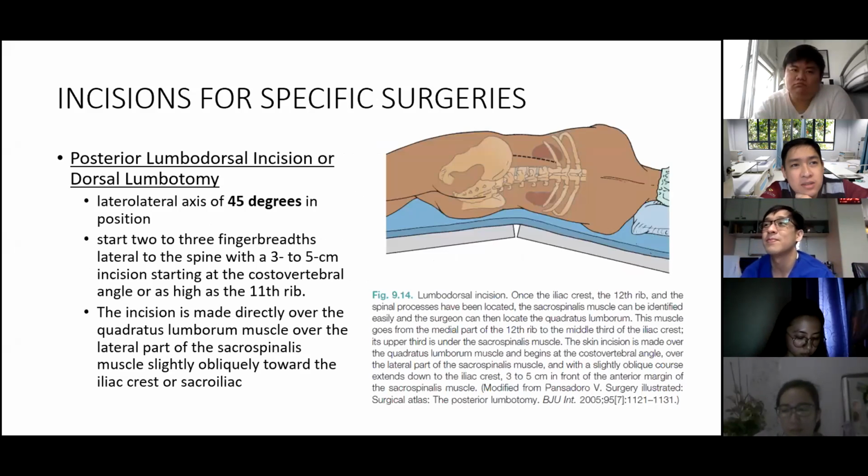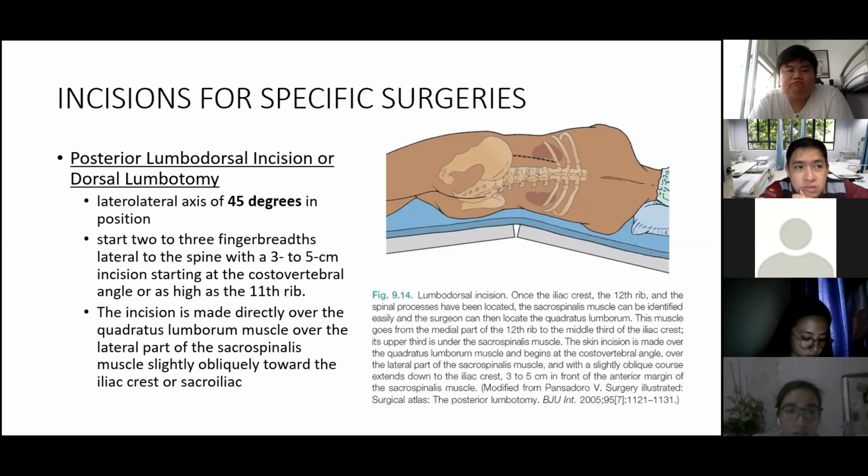So here, the patient is positioned in a lateral position at 45 degrees. The incision will start 2 to 3 finger breadths lateral to the spine, with a 3 to 5 cm incision starting from the costovertebral angle as high as the 11th rib. Then the incision will go obliquely towards the iliac crest or sacroiliac.